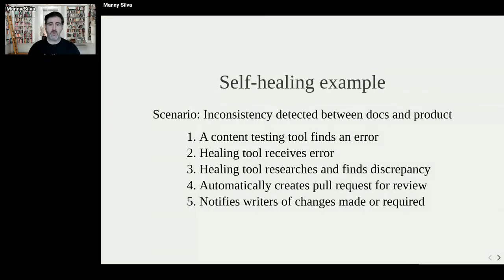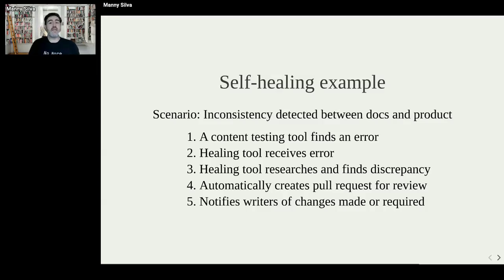So imagine a scenario where a change monitoring tool detects a code update or a content testing tool finds an inconsistency between the documentation and the product UI. The docs refer to a button string that doesn't exist. So maybe the docs say, click continue, but the content validation tool can't find a continue button. So the validation tool sends the error and associated information to the healing tool. The healing tool receives the error and researches the discrepancy by analyzing the documentation, analyzing associated JIRA issues, analyzing system logs, analyzing the Git history.